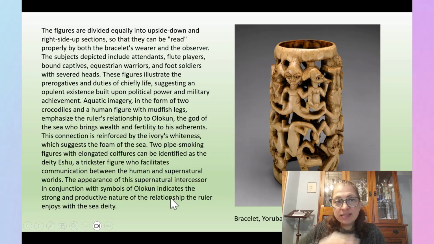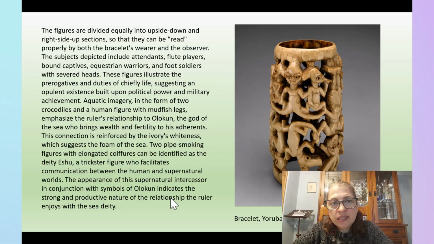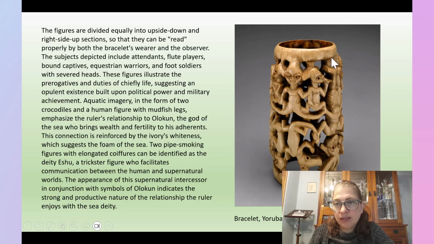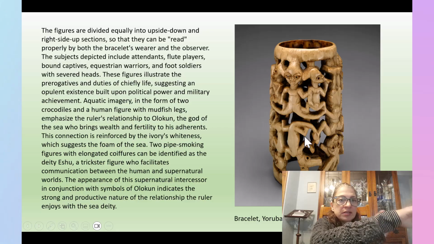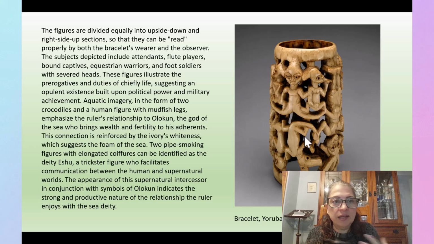All right, so this is a bracelet that you would wear, and it's quite large. And you see that the figures, or the image, is in both directions. This is so that when you're wearing this and you're looking at it, you're seeing it one way, and somebody else looking at your arm is seeing it the other way. So you're both seeing figures that are in the correct orientation. This includes a number of things in it. It has attendants, flute players, equestrian warriors, foot soldiers, severed heads. The foot soldiers have severed heads.